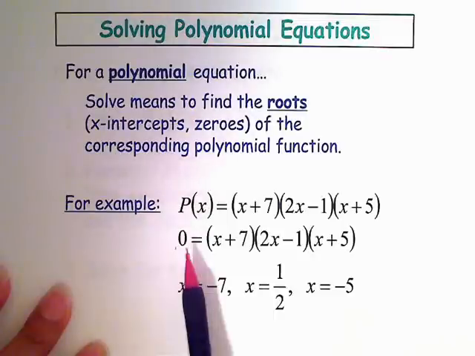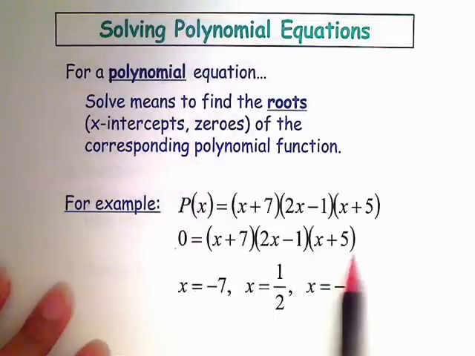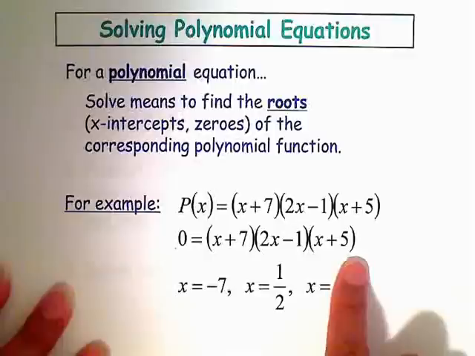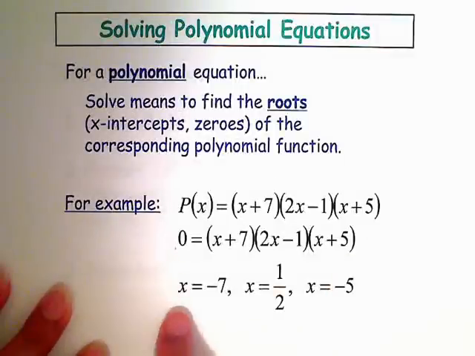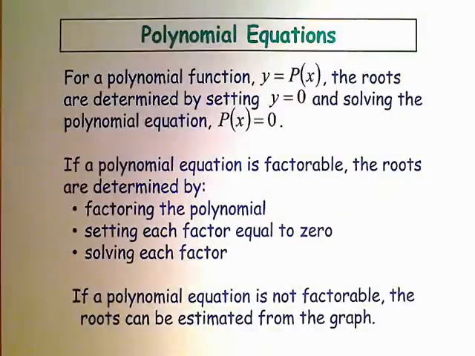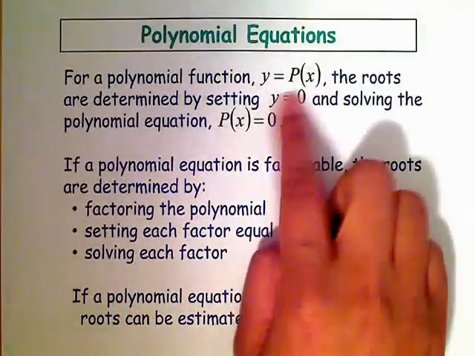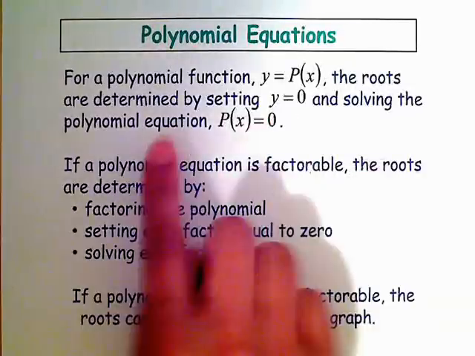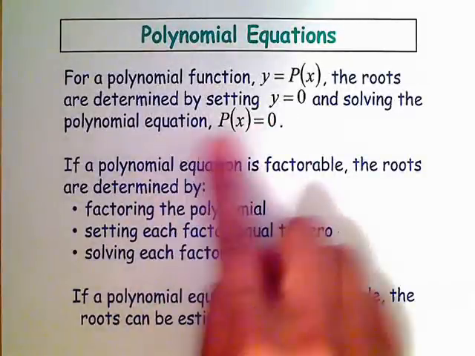And then once you have it equal to 0 in factored form, you can actually solve for each of the different x-intercepts or roots. So for example, in this case, we have a cubic function with roots at x equal to negative 7, x equal to a half, and x equal to negative 5. So for a polynomial function, y equals p of x, the roots are determined by setting y equal to 0 and then solving the polynomial equation p of x equal to 0.